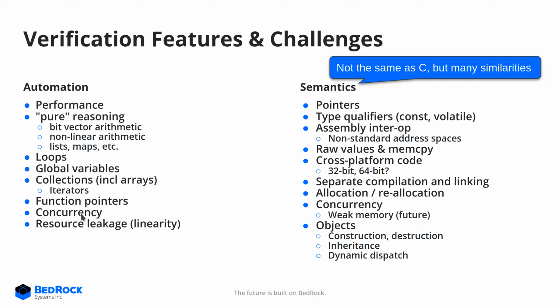On the semantic side of things, there's a lot of complexities, as a lot of people are aware. Pointers, type qualifiers, raw values, and memcopy. A lot of these have been brought up by other people, things like separate compilation and linking. Weak memory is not something we do right now, but is something that will likely rise in the future. And then C++ adds complexities like object construction, destruction, inheritance, and virtual dispatch, which we support for the most part, with some caveats.